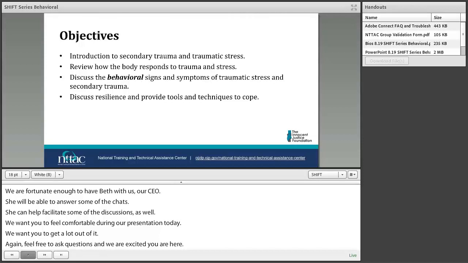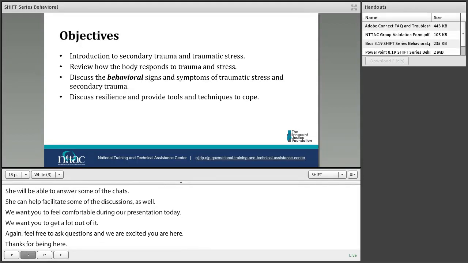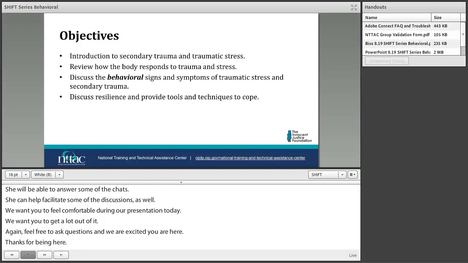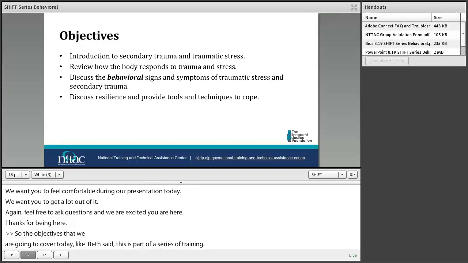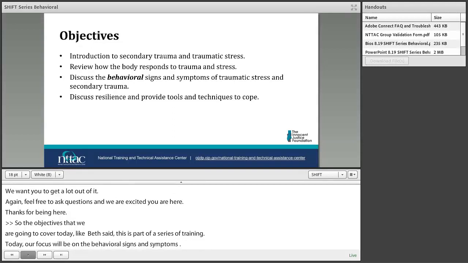So the objectives that we're going to cover today, like Beth said, this is part of a series of training. So today our focus will be on the behavioral signs and symptoms. But what we're going to do first is explain what secondary trauma and traumatic stress are, in case you are not familiar with that. Or even if you have heard those terms before, we're going to talk about what they are so that we're all on the same page.